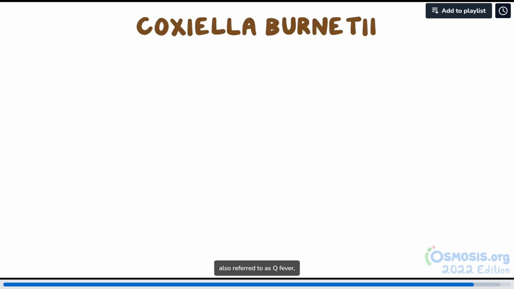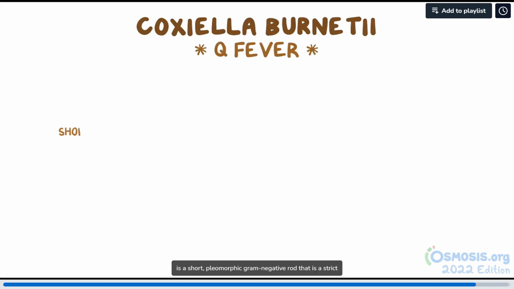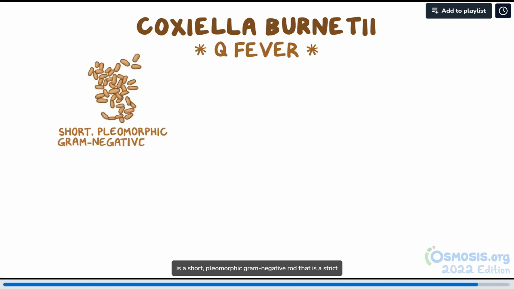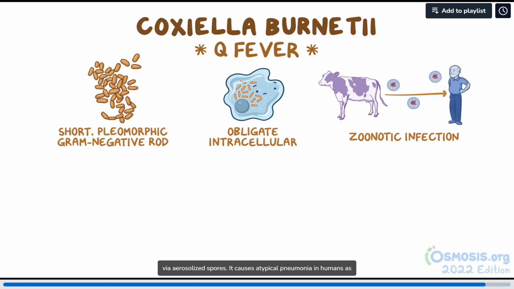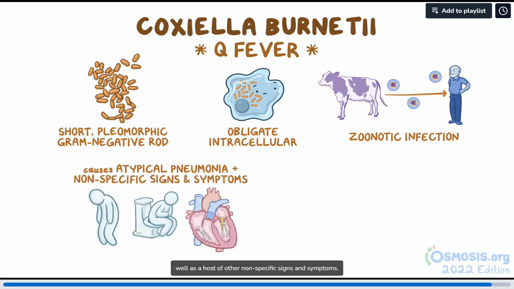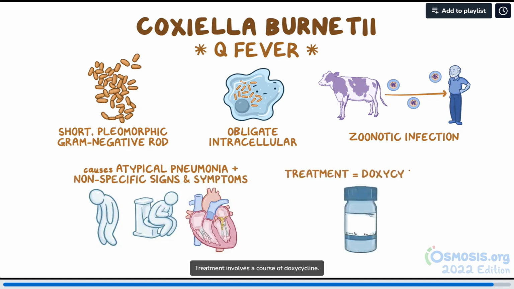All right, as a quick recap, Coxiella burnetii, also referred to as Q fever, is a short, pleomorphic, gram-negative rod that is a strict intracellular bacterium. It is a zoonotic infection that is transmitted via aerosolized spores. It causes atypical pneumonia in humans, as well as a host of other nonspecific signs and symptoms. Treatment involves a course of doxycycline.